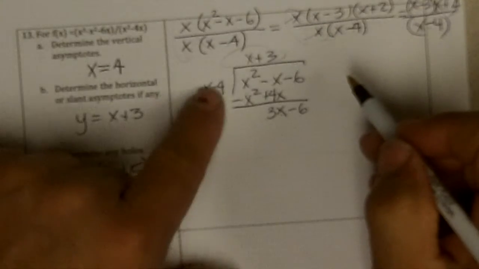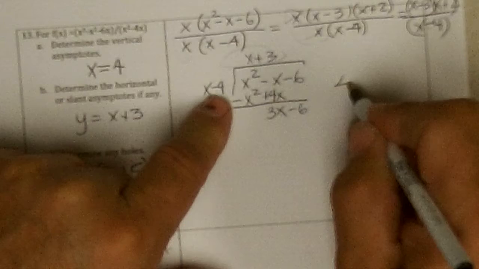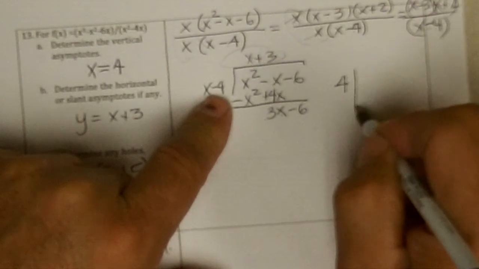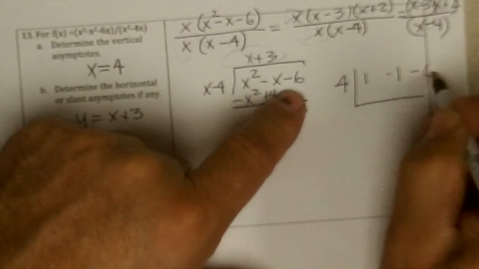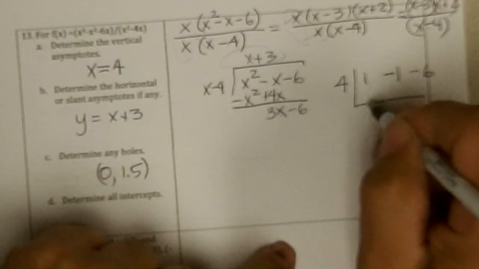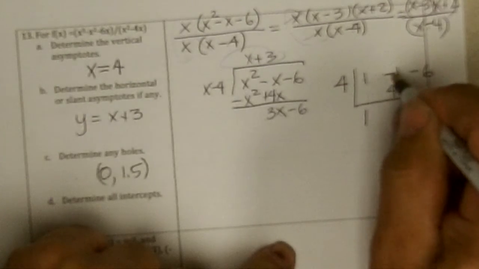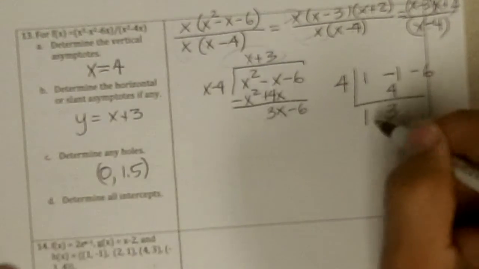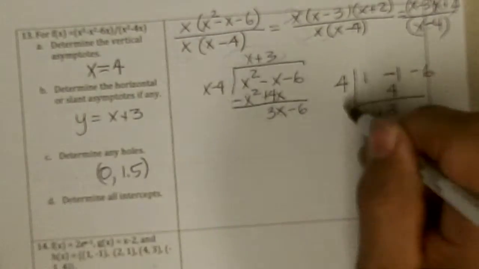Now I could have done it synthetically since it was a single factor. What makes that 0 is 4 into 1, negative 1, negative 6, and 1 plus 0 is 1. 4 times 1 is 4. 4 and a negative 1 is 3. So I get y equals 1x plus 3.